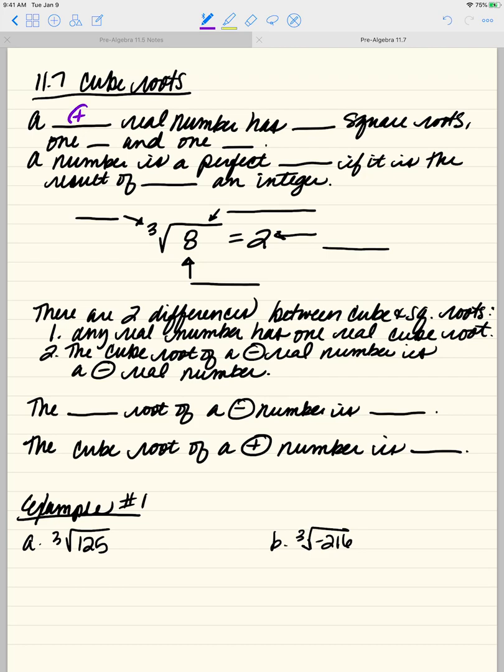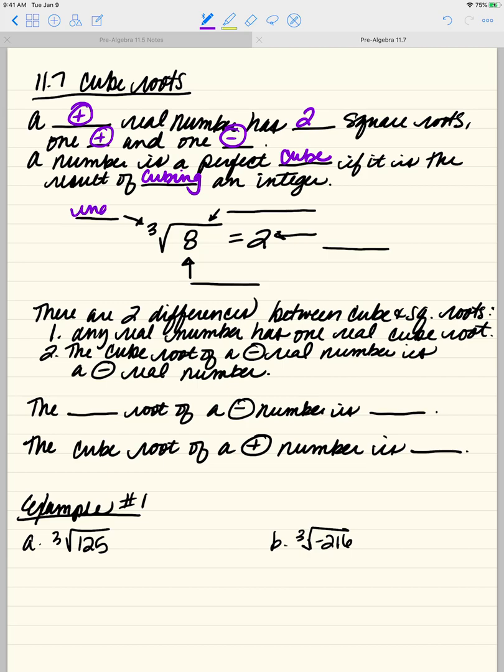So a positive, you can write the word positive, I'm just going to do that. A positive real number has two square roots. One is positive and one is negative. A number is a perfect cube if it is the result of cubing an integer. That means multiplying that integer by itself 3 times, okay?